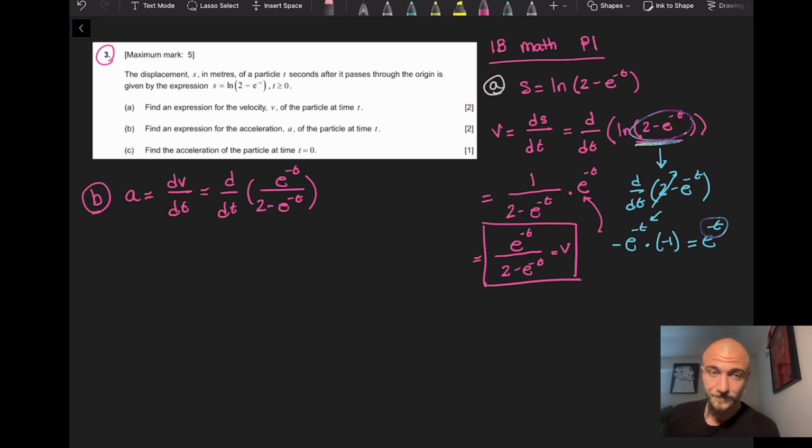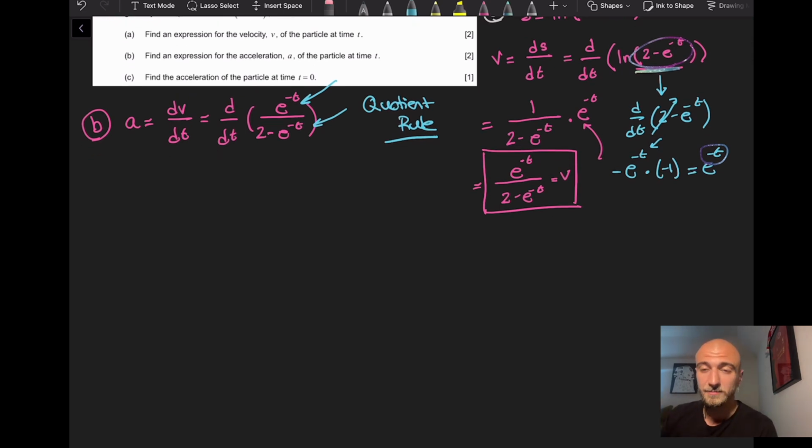With respect to time. Okay, for this one, we notice that we have a ratio or a quotient of two functions. We've got a function, e to the negative t, on the top of that fraction, and we've got 2 minus e to the negative t on the bottom. Whenever we have a fraction with a variable on the top and on the bottom, we use the quotient rule. Nice. This is a nice little shortcut for us. It's basically like an embedded chain rule.